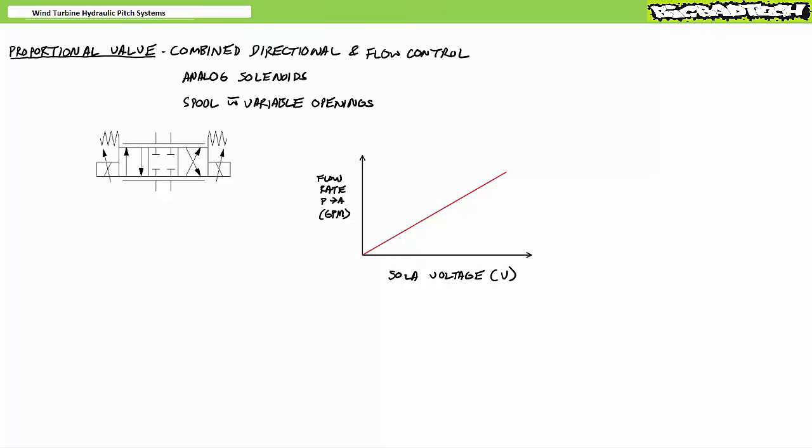If one necessitated rapid movement in the forward direction, one could apply full voltage to the A solenoid and fully open the passage from P to A. In contrast, if one necessitated slow movement in the forward direction, one could apply low voltage to the A solenoid and partially open the passage from P to A, and so on. The same thing could be said for solenoid B.